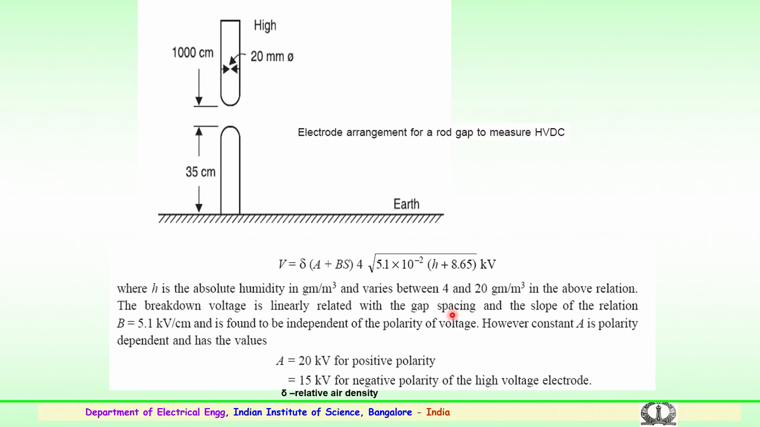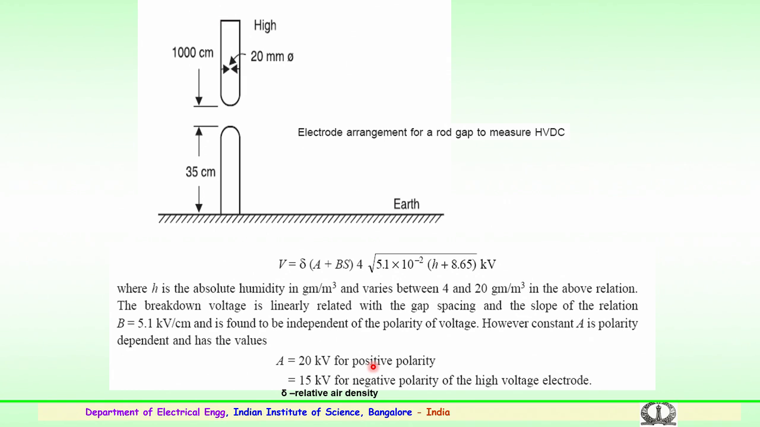So, this is the typical arrangement shown for the rod gap. Here the voltage could be calculated as delta times A plus Bs, 4 under the square root of 5.1 into 10 to the power of minus 2 into H plus 8.65 kV, where H is the absolute humidity in grams per meter cube, and this varies between 4 to 20 grams per meter cube. So, the breakdown voltage is linearly related to the gap spacing of the rods, and the slope of the relation, which is B equal to 5.1 kV per centimeter, is found to be independent of the polarity of voltage.